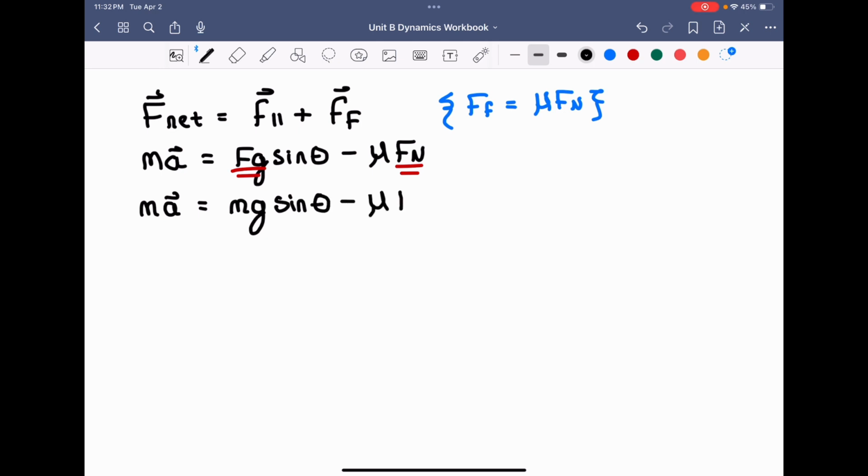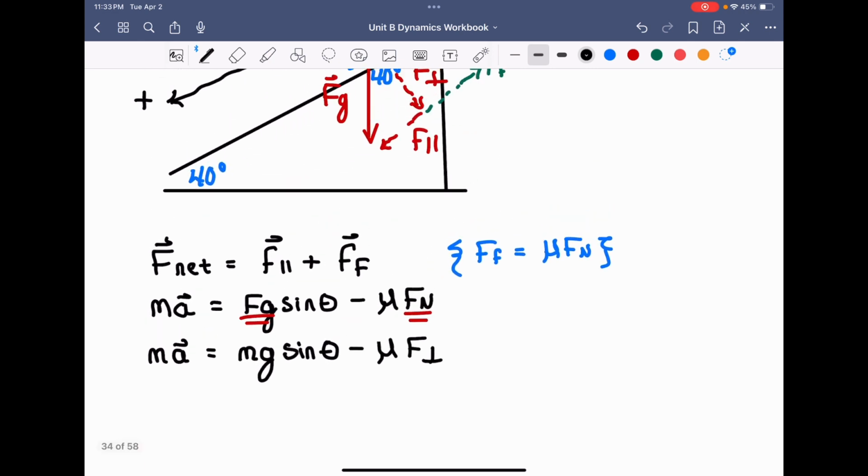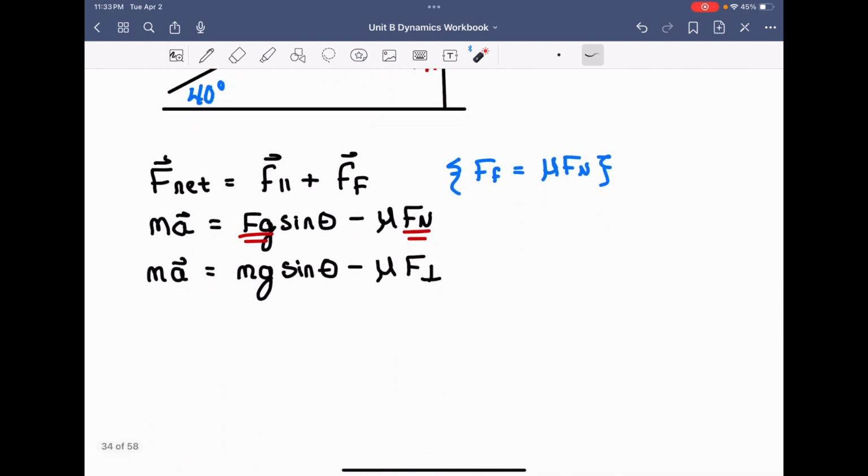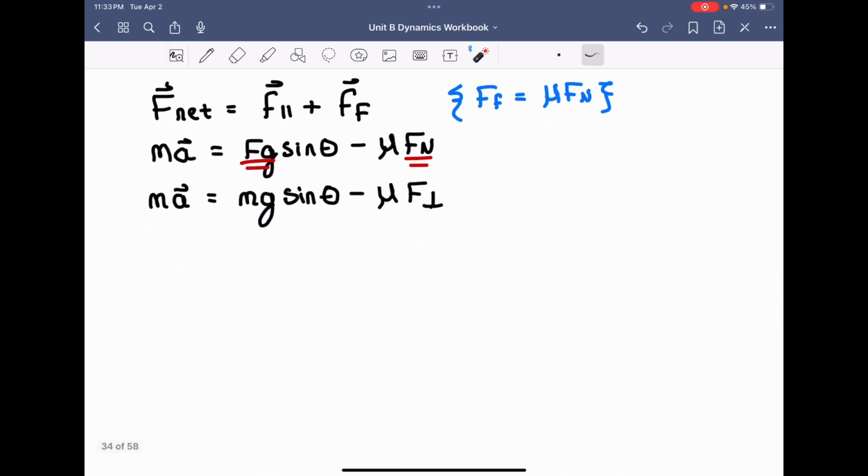Rather than writing it as Fn, I can write this as F perpendicular, because I know that Fn and F perpendicular are equal and opposite from each other. Just to see that visually in the diagram, this force is equal to this force in terms of equal and opposite magnitude. So I'm going to plug that in here.